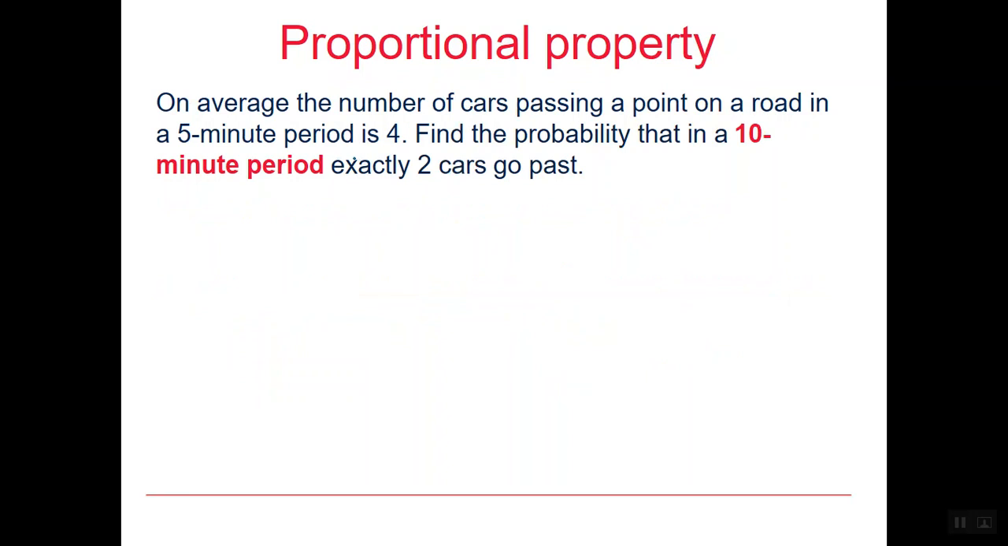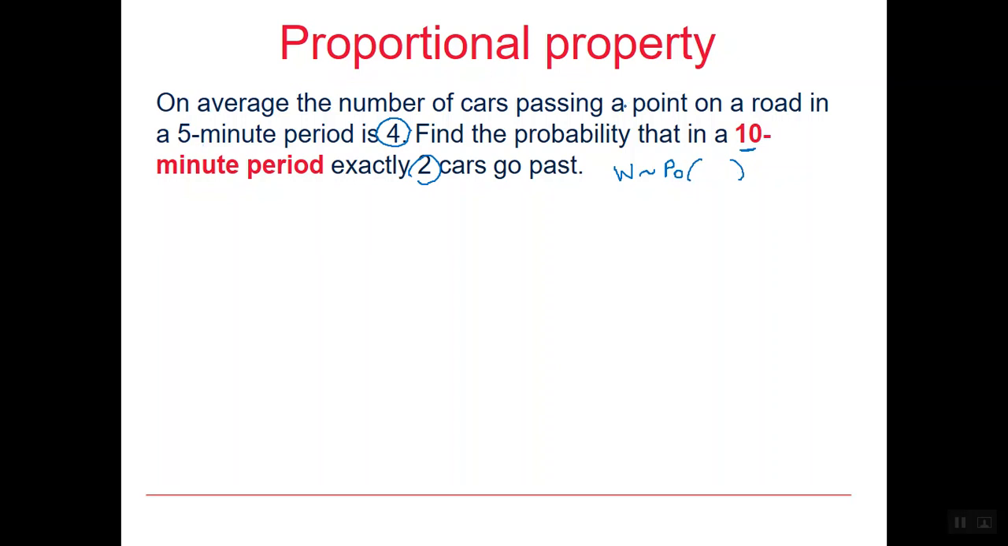So let's go back to that question again. So we know that in 5 minutes, the average number of cars is 4, and we have to find the probability this time that in 10 minutes, exactly 2 cars go past. Well, let's say again that we're going to model this as a Poisson distribution. I'm going to use a new random variable now because we've got a different time interval. Now, in this case, we've got to find our new lambda.